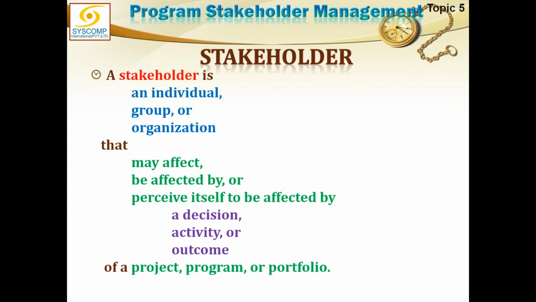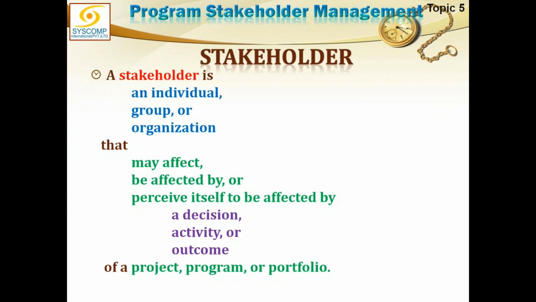As we understand, a stakeholder is an individual, group, or an organization. Now this is interesting: that may affect or be affected by. So we understand these two categories. There are certain stakeholders who may affect the project. He's providing the funding, he's affecting certain decisions or something like that. So that may be a key stakeholder, and we need his support in the program. So they may affect the program.